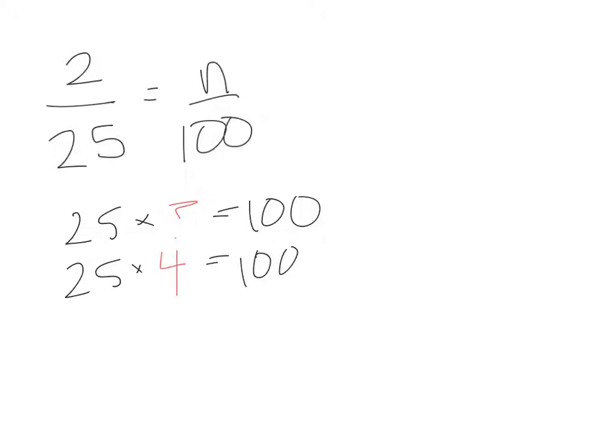Think about 4 quarters gives you $1. So 4 25s, right, gives you 100. So we have 25 times 4 over here, and whatever we do to the bottom, we have to do to the top. 25 times 4 is 100, and 2 times 4 gives us 8. So n is equal to 8.